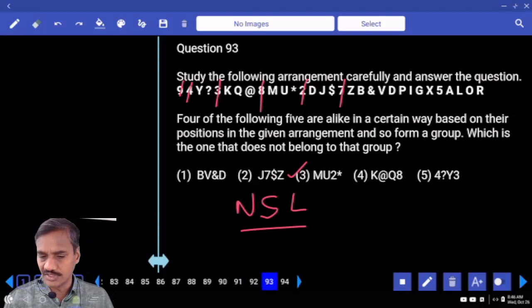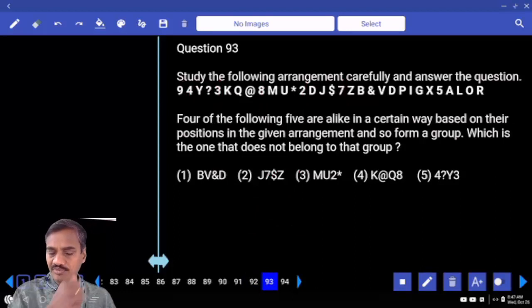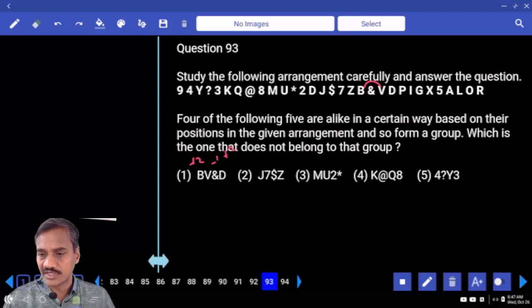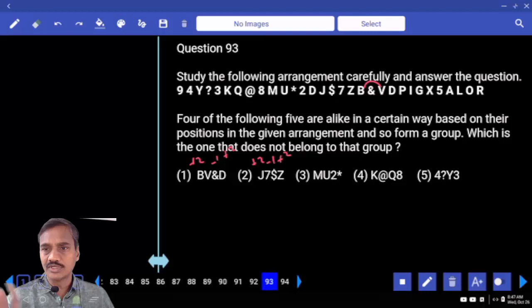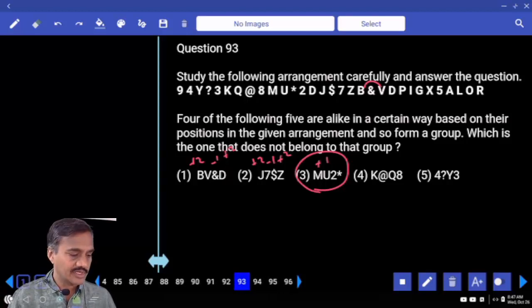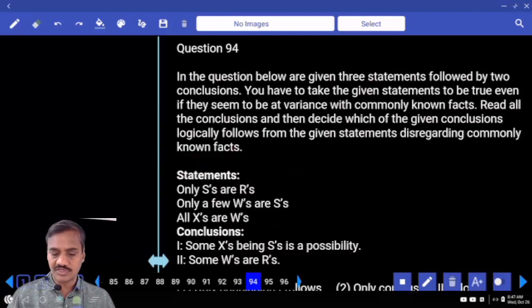Then 93. Now find the odd one out among B, V and D. Now B and V, what is the difference we have between these two? B and V, 1 2 plus 2, and V and minus 1, and D, that is plus 2. Plus 2 minus 1 plus 2. Next one J and 7. From J to 7, tell me: plus 2, and 7 and dollar, 7 and dollar it is minus 1, and dollar and Z, this is plus 2 once again. So 2 1 2, 2 1 2. The next one M and U. From M to U it is plus 1. Hence which is the odd one here? Choice 3 is the odd one. 93 choice 1. Then 94 onwards syllogisms here.